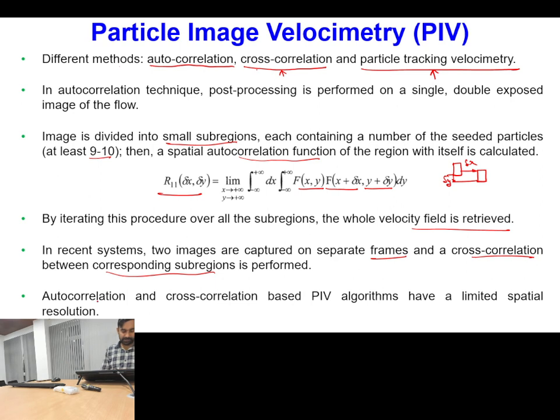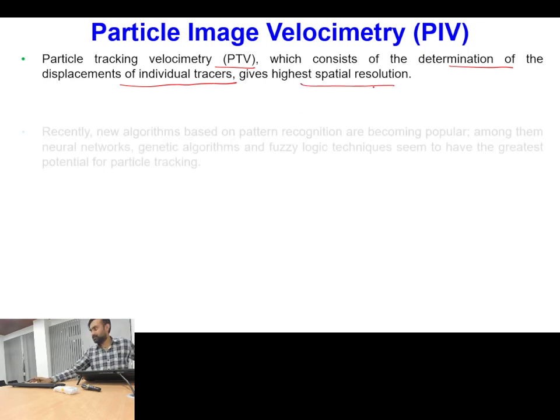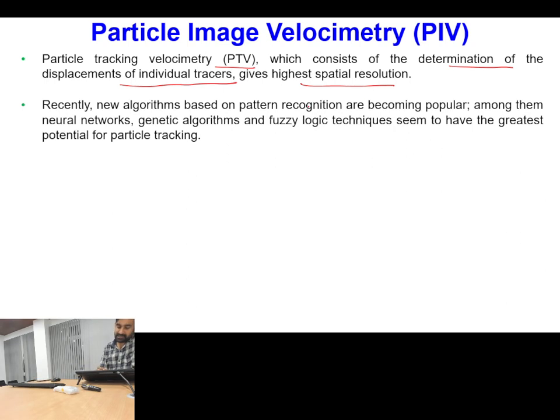Of course, based on autocorrelation and cross correlation, we have limited spatial resolution, because it is limited by the size of the small subregion. Then there is particle tracking velocimetry, where we can determine the displacement of individual tracers, which gives the highest spatial resolution. New algorithms such as pattern recognition, neural networks, genetic algorithms, fuzzy logic, etc. can be employed for particle tracking velocimetry.